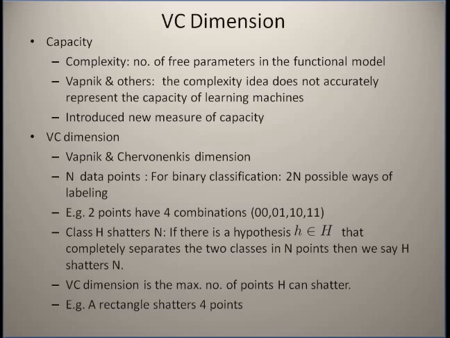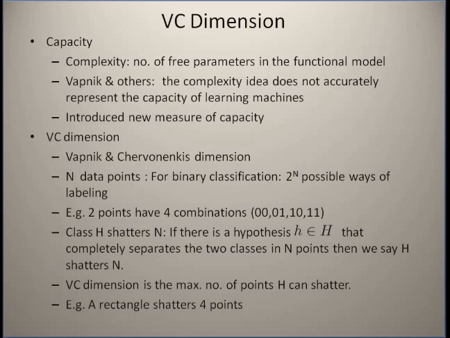Basically, VC dimension stands for Vapnik and Chervonenkis dimension, after the people who introduced the concept. So consider a binary classification problem in which we have n data points. For this type of classification, we can clearly see that there are 2 to the power n possible ways of labeling these n data points as positive and negative examples. For example, if you have 2 data points, then obviously you can label them as class 0 and class 1 in 4 possible ways. That is 0, 0; 0, 1; 1, 0; and 1, 1.